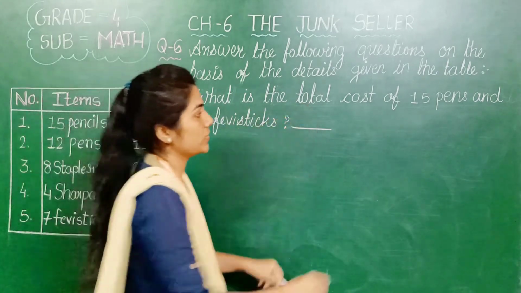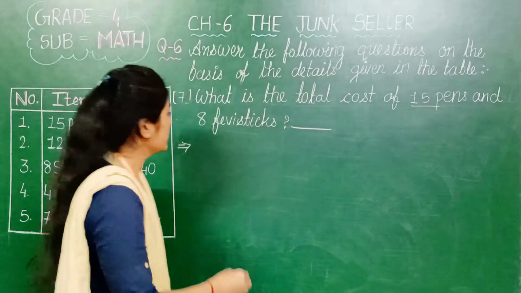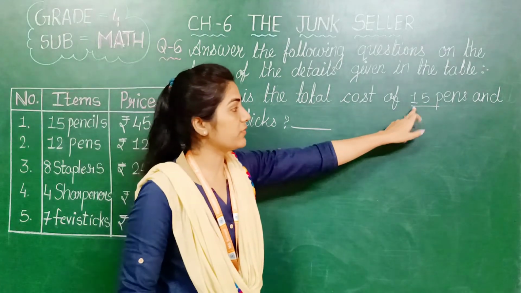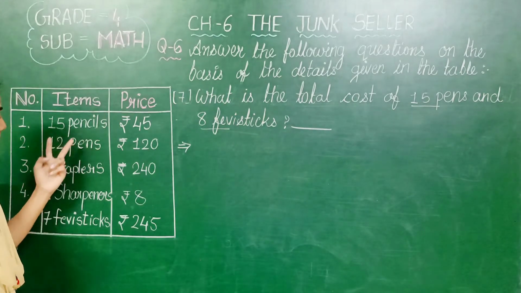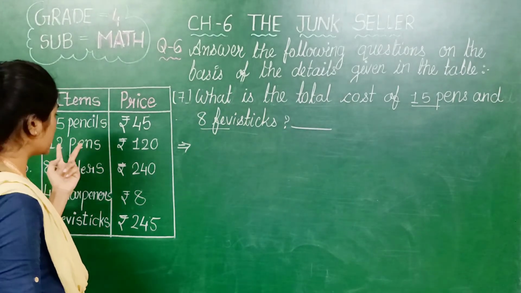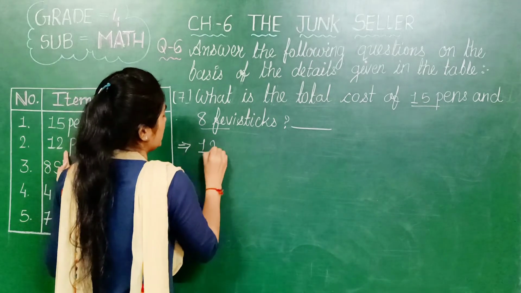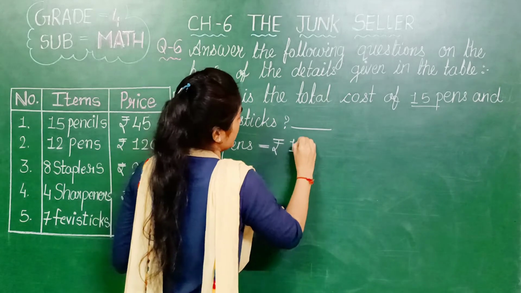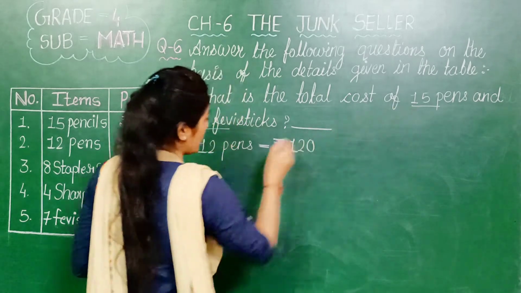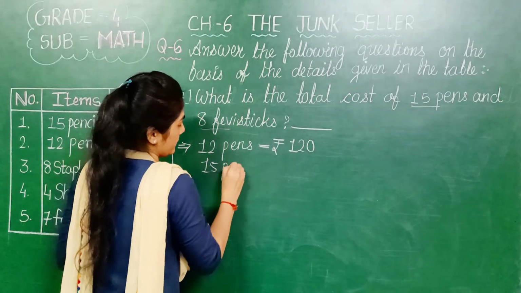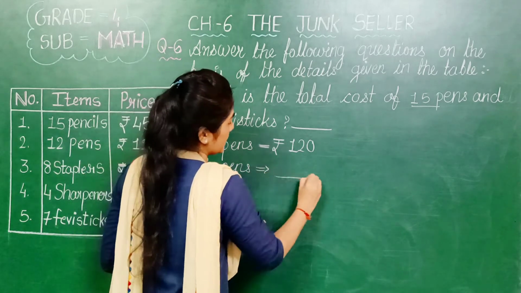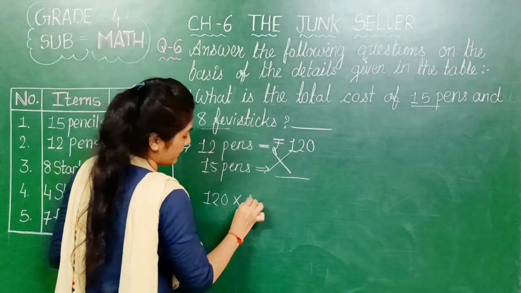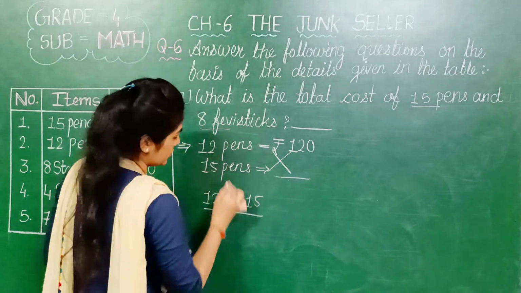Now question number 7, which is similar to question number 6. What is the total cost of 15 pens and 8 fevisticks? The same method we have to apply. First we will find the cost for 15 pens. The cost of 12 pens we are having in the table, which is rupees 120. So what is the cost of 15 pens? Cross multiplication will come.